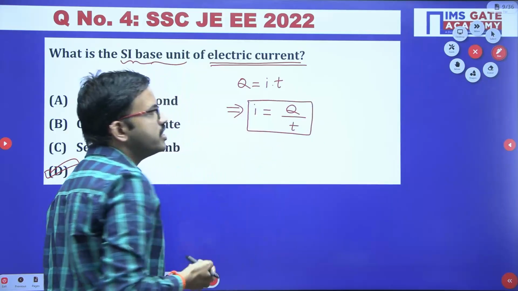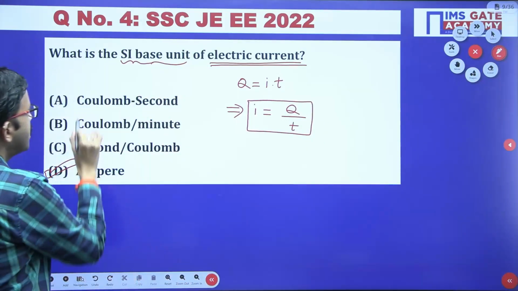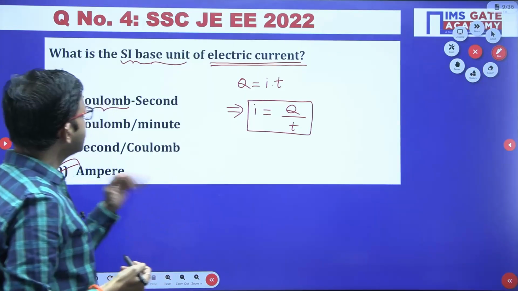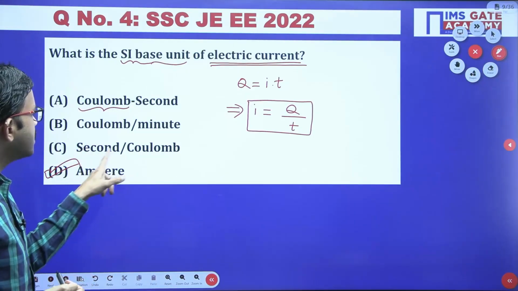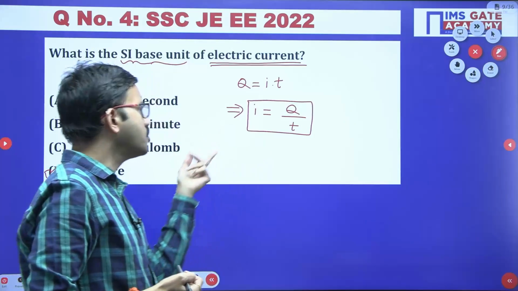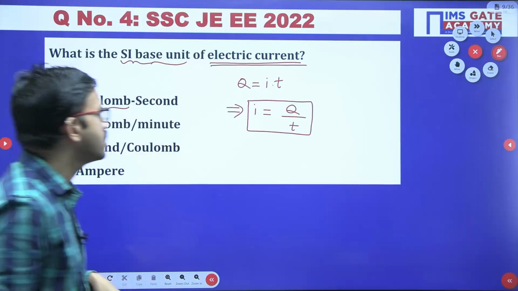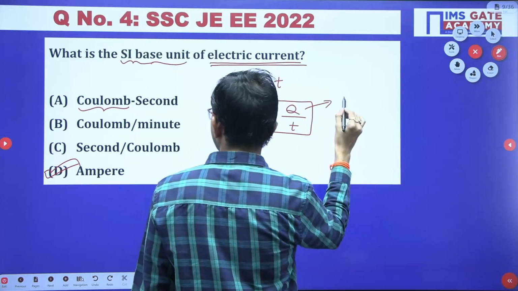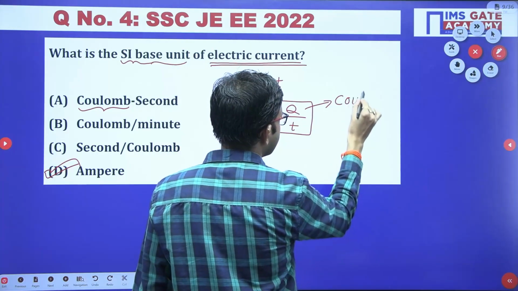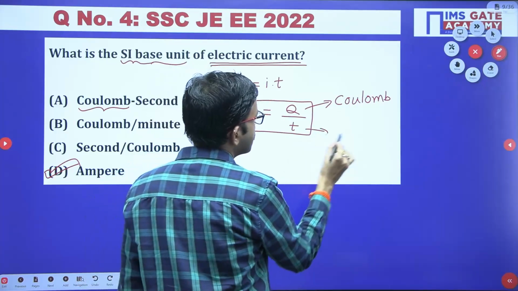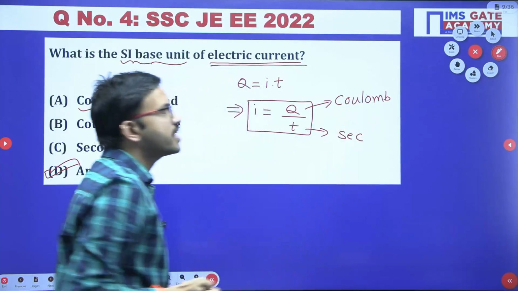So charge units are coulombs, and time units are seconds. So that means here, in option C they have mentioned second per coulomb, but actually it should be coulomb per second. If they had given coulomb per second, then it would be correct. Okay, so here charge units are coulomb, time units are seconds, so that means it should be coulomb per second.